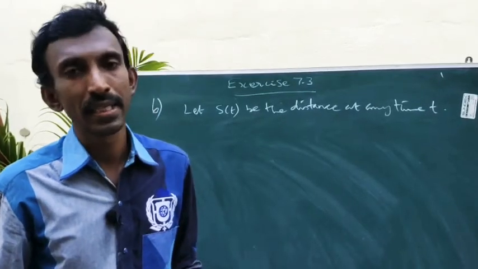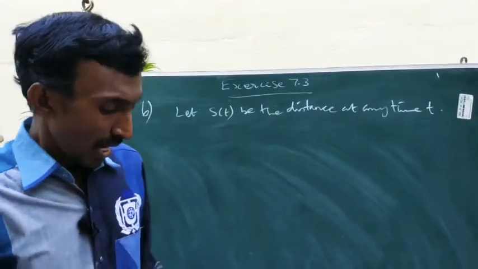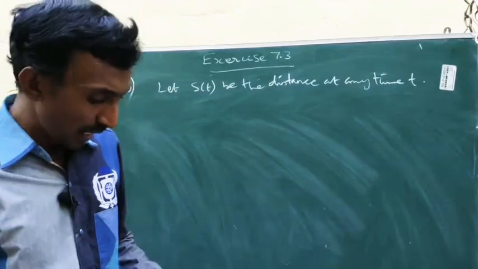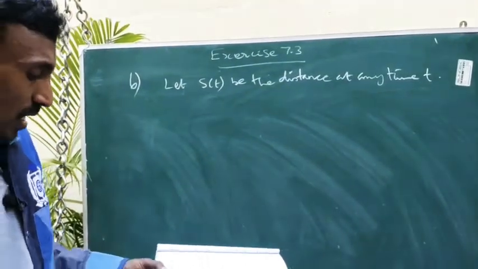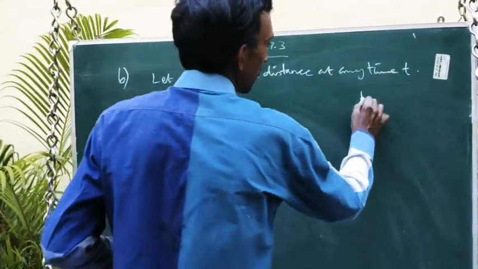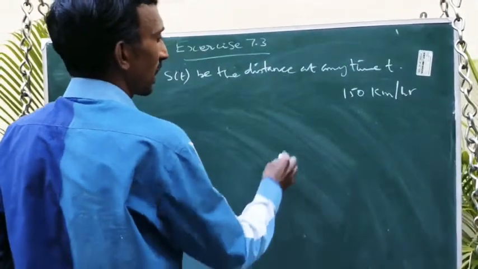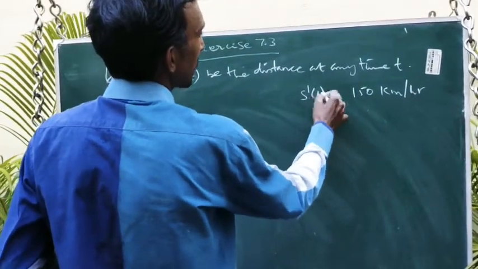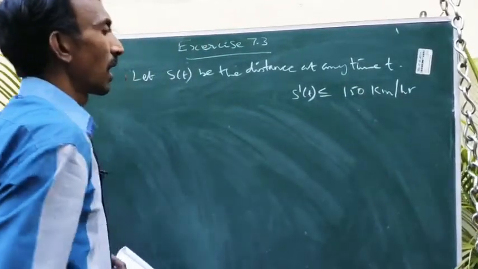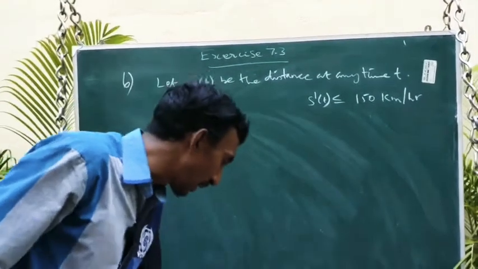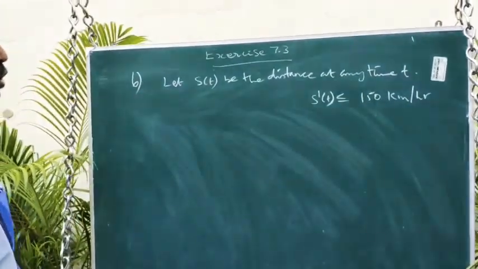Number 6 in the exercise 7.3, the question is, a race car driver is at kilometer stone 20. If his speed never exceeds 150 km per hour, so s dash of c less than or equal to 150, that is given in the question. What is the maximum kilometer he can reach in the next 2 hours?